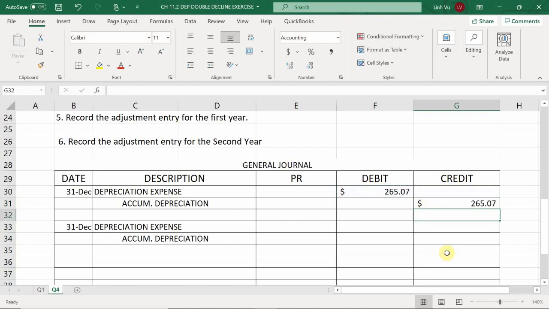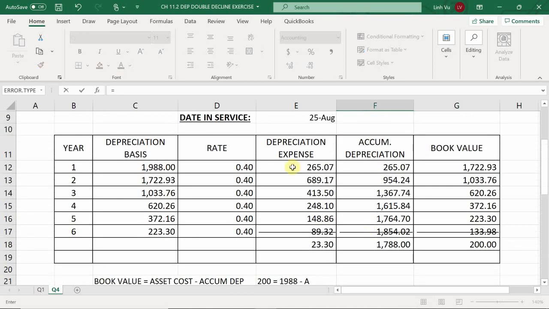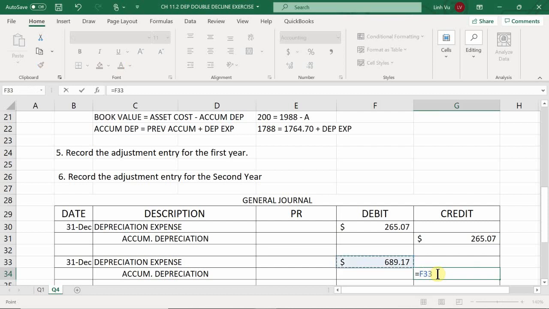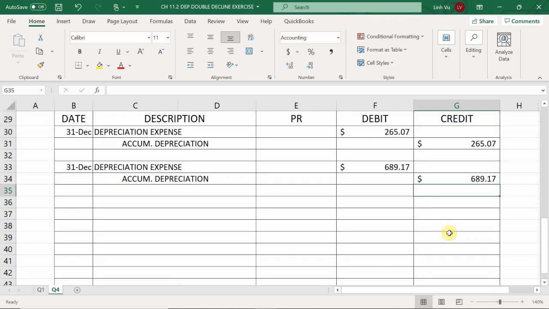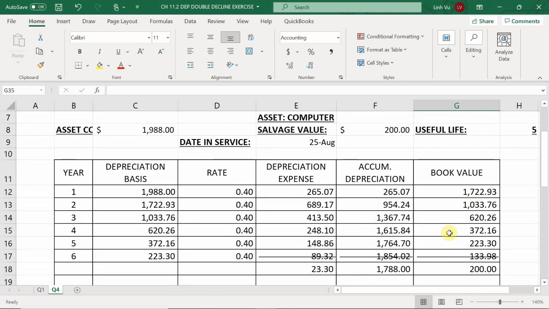Okay, 265.07. What was the depreciation expense for the second year? $689.17. Okay. And that is it for chapter 11.2. Any questions at all on anything that we just did today?